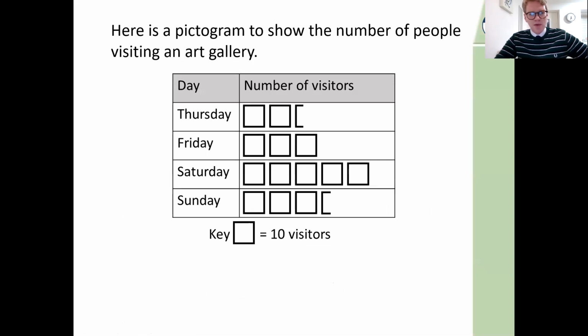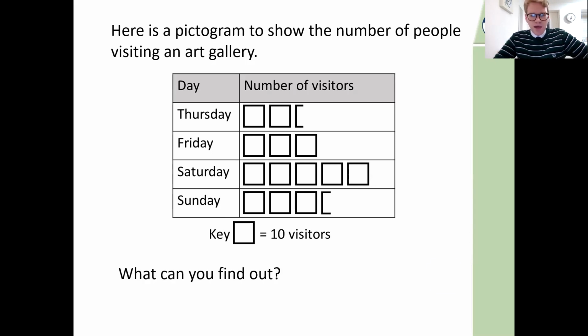Okay. So we've looked a little bit at pictograms as well, and you've done a really good job with these pictograms. Here is a pictogram to show the number of people visiting an art gallery on different days of the week. So we've got Thursday, Friday, Saturday, and Sunday. And hopefully you're already thinking about what this little half symbol here is. What's this? Should we call this a picture frame maybe as it's an art gallery? What does half a picture frame represent then if a whole picture frame is worth 10? Hopefully you're thinking about that already.